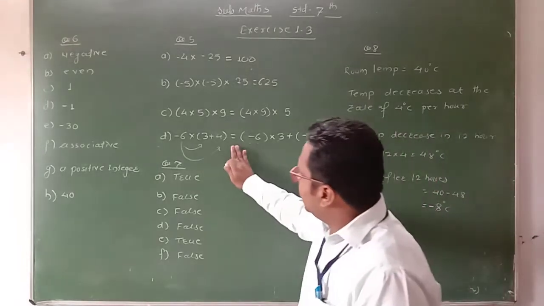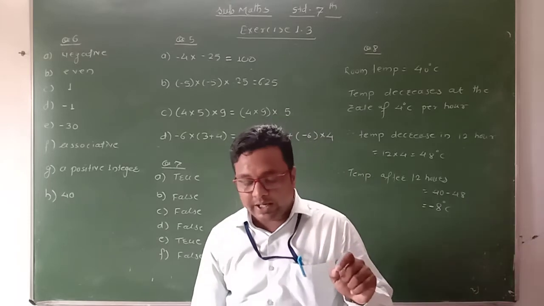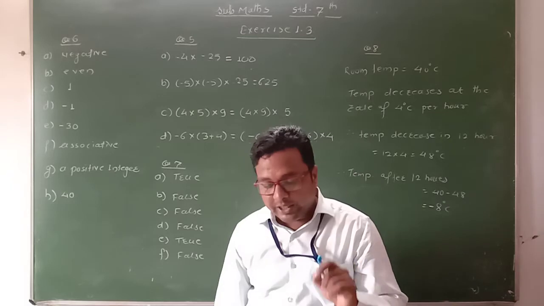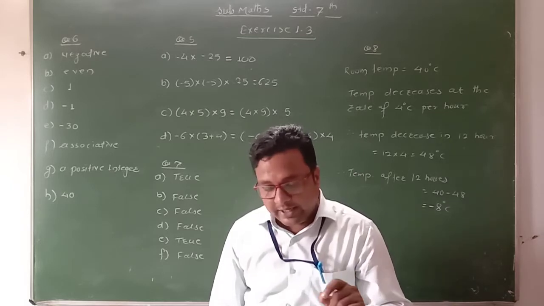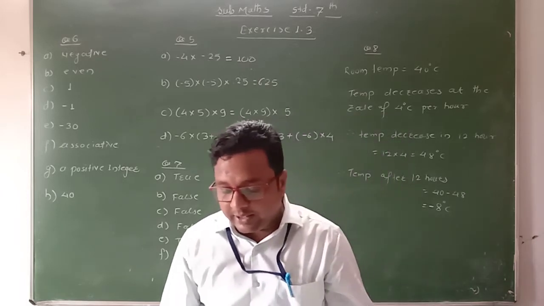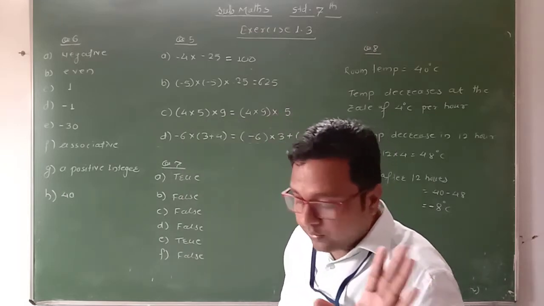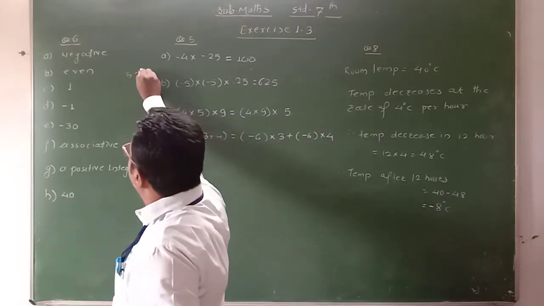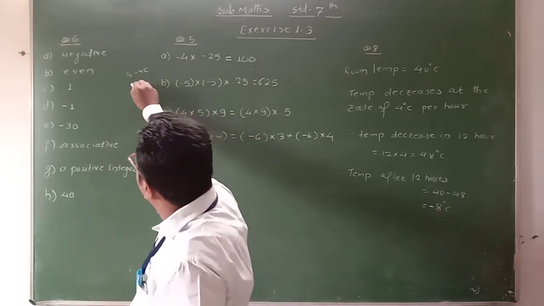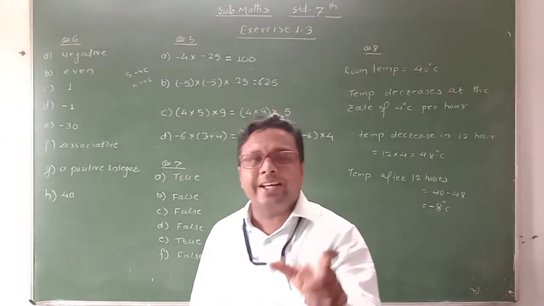Okay. Now see the next question, question number 6. It is given: fill in the blanks to make the statement true. The first statement: if we multiply 5 negative integers and 5 positive integers, then the resulting integer is... There is the multiplication of 5 negative integers and 5 positive integers. The sign of the product depends upon the sign of the negative integers.